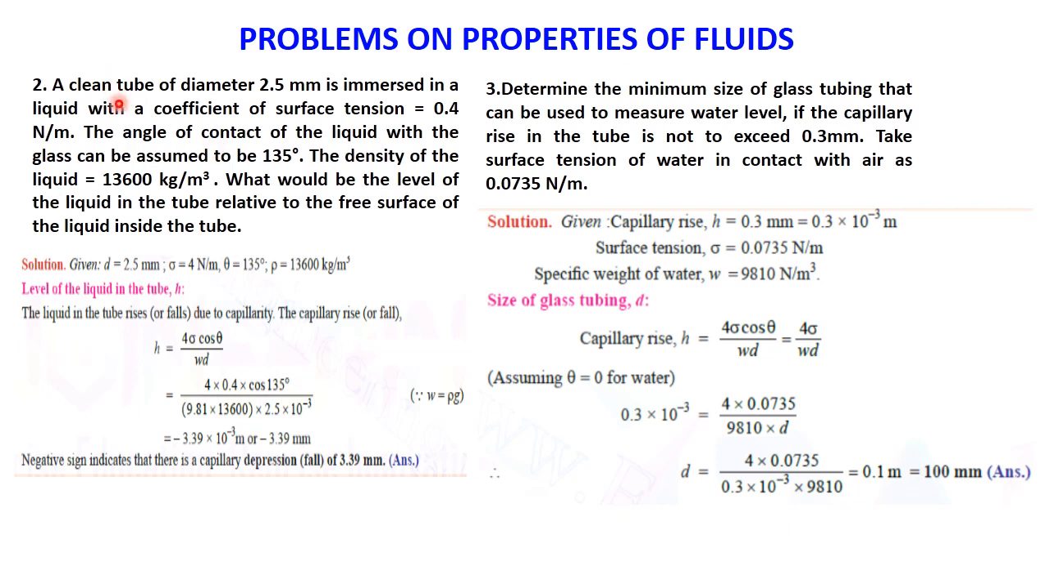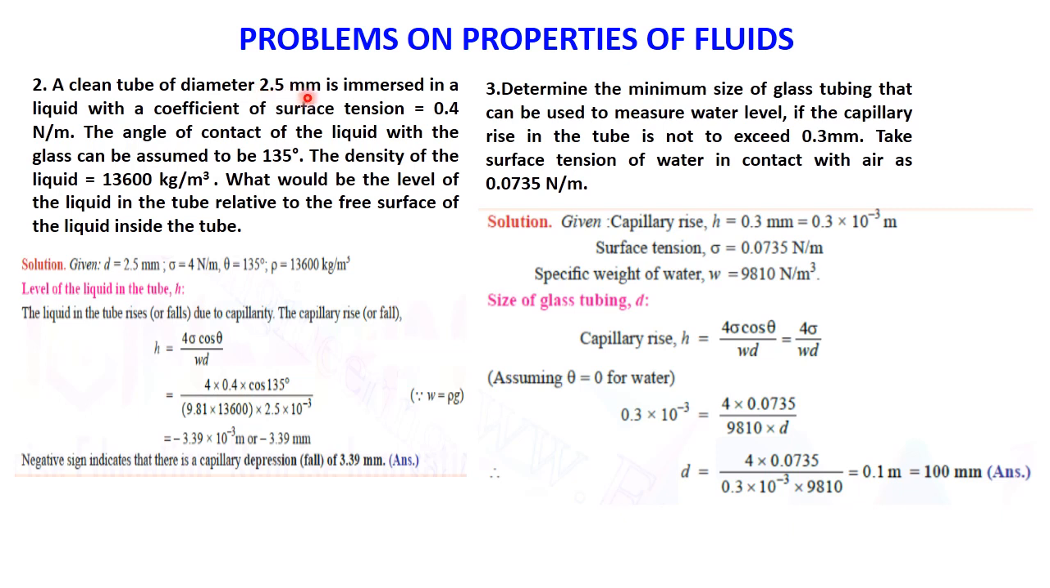Then going to the next problem, problem number 2. A clean tube of diameter 2.5 mm is immersed in a liquid with a coefficient of surface tension equal to 0.4 Newton per meter. The angle of contact of the liquid with the glass is measured to be 135 degrees. The density of the liquid is equal to 13,600 kg per meter cube. What would be the level of the liquid in the tube relative to the free surface of the liquid outside the tube? Again we will understand the problem, because this type of problem has only a two-step verification for calculation of the properties of fluids.